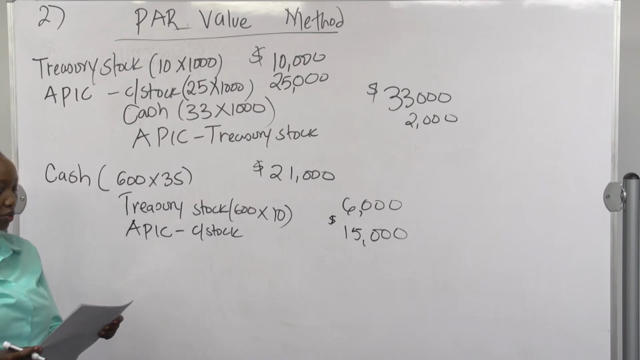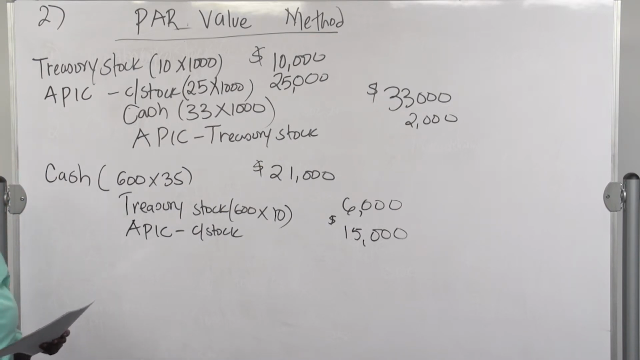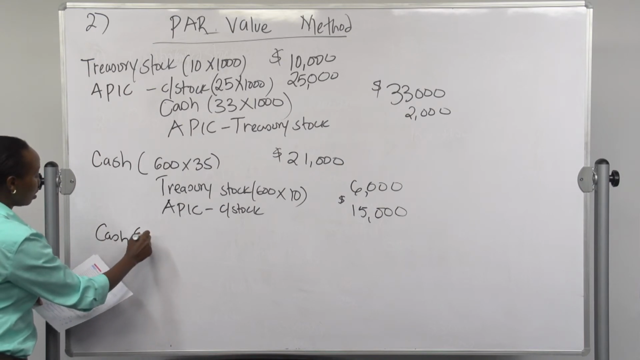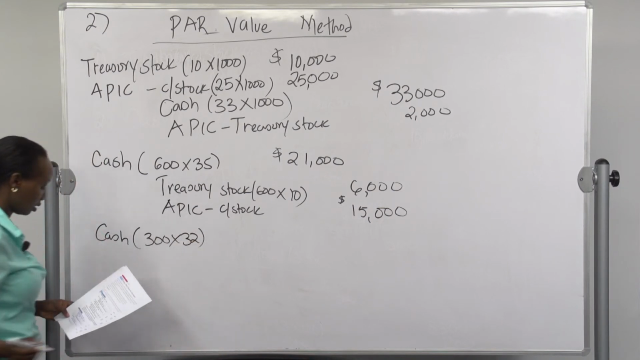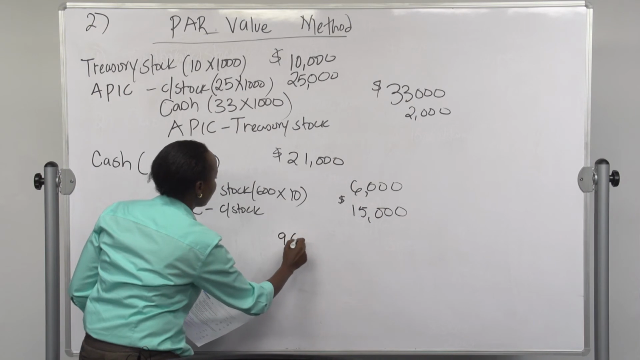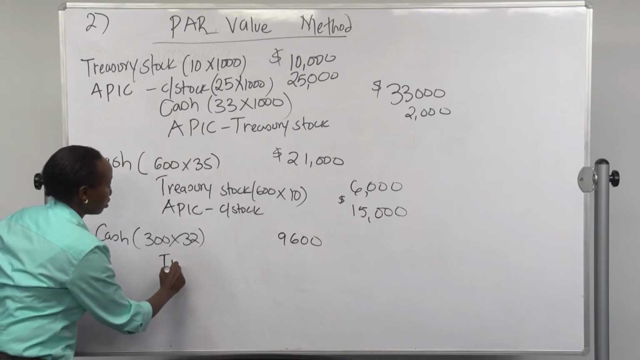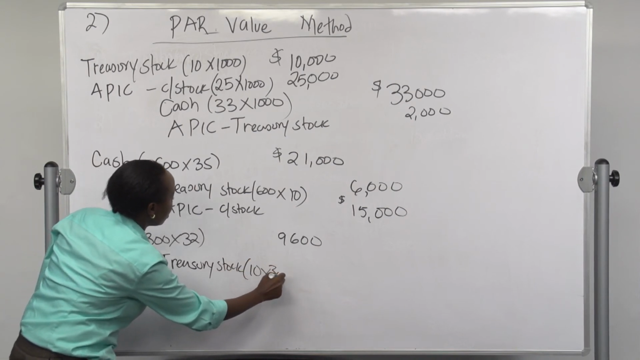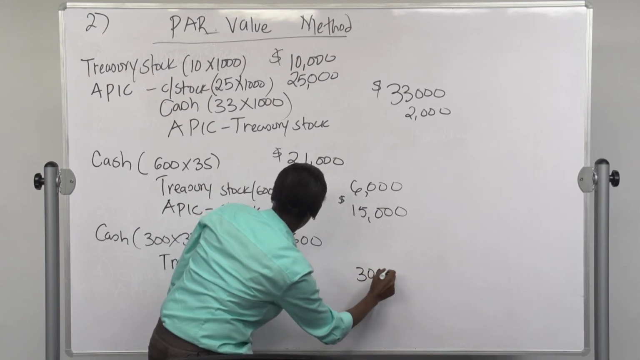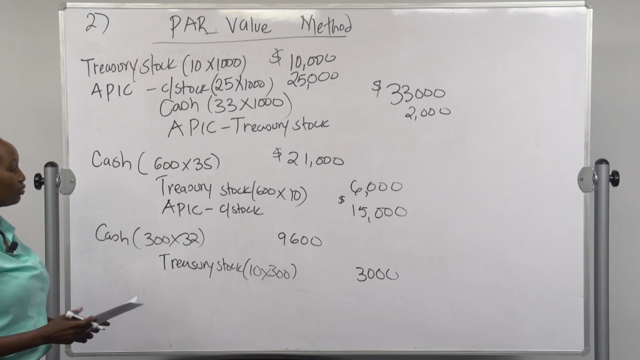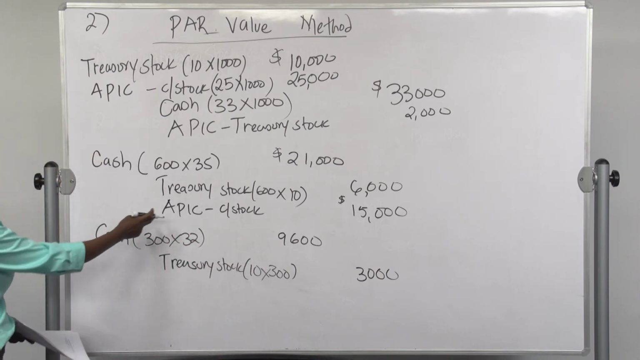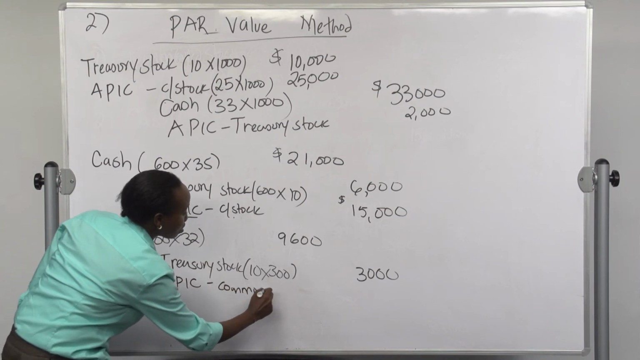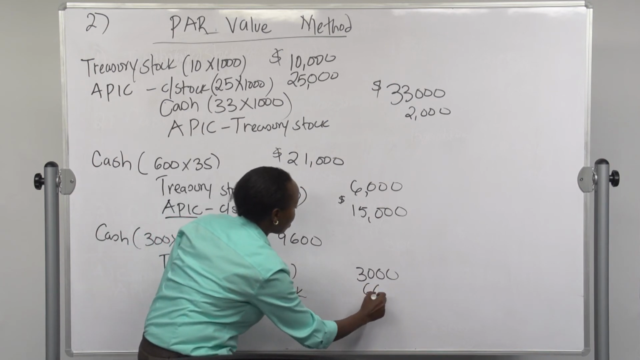The third entry, where we reissued 300 shares at $32 per share. So similar approach, except the price has changed. So we have cash, 300 shares, $32 a unit. So we have 9,600. We remove the treasury stock that we had recorded here. So $10 times 300, that's $3,000. And then we have a difference, so we got 9,600, and we're going to put the difference in additional paid-in capital common stock. So additional paid-in capital common stock for the difference of $6,600.